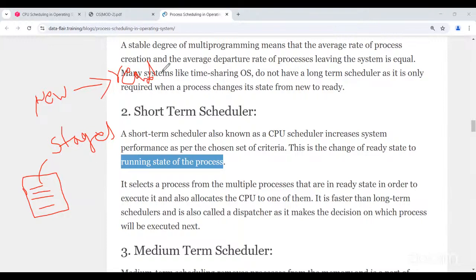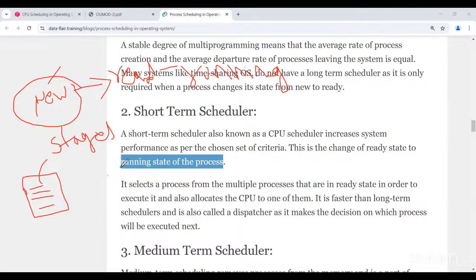Running state will be there. So this new state means from the beginning, whenever the process starts, that step is called new state. Likewise, we have running state, ready state, exit state, waiting state. Again, ready state. We already discussed these states.